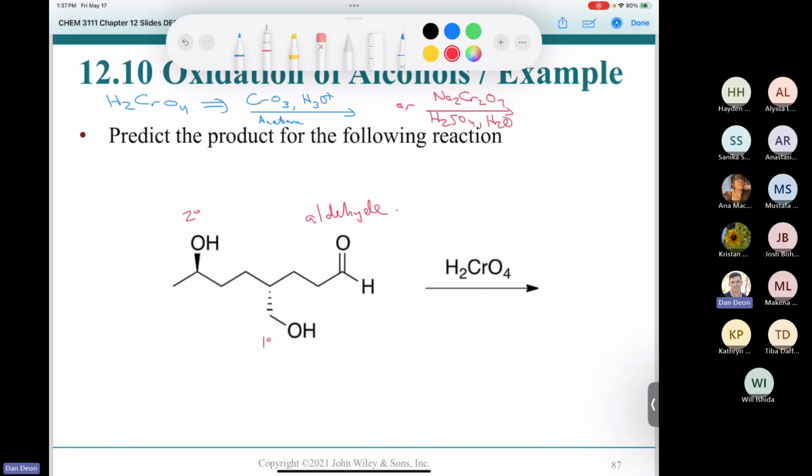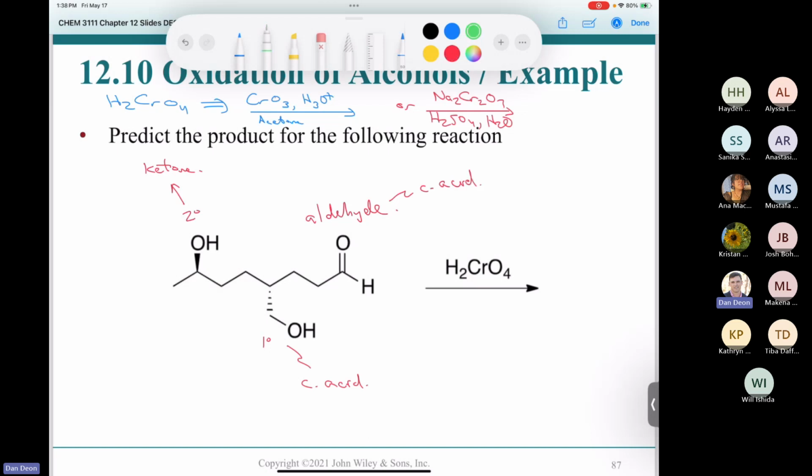So what does that mean? It means that our secondary alcohol is going to be oxidized to what? The secondary alcohol is going to get oxidized to a ketone. The primary alcohol is going to be oxidized all the way to a carboxylic acid. And the aldehyde is going to be oxidized to a carboxylic acid.